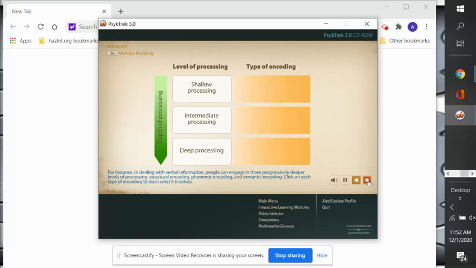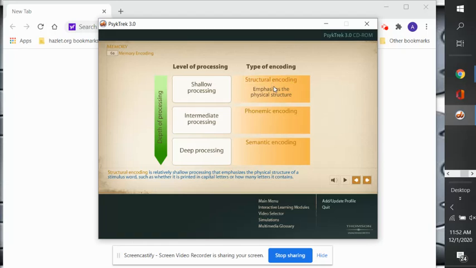So, for instance, in dealing with verbal information, people can engage in three progressively deeper levels of processing: structural encoding, phonemic encoding, and semantic encoding. I'm going to click on each one of those to give you a better sense of what each one means. The first one is structural encoding. Structural encoding emphasizes the physical structure. This is a relatively shallow processing that emphasizes the way the word looks, such as whether or not it's printed in capital letters or how many letters it contains.